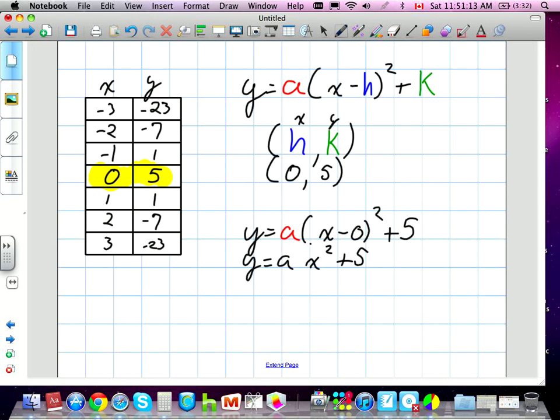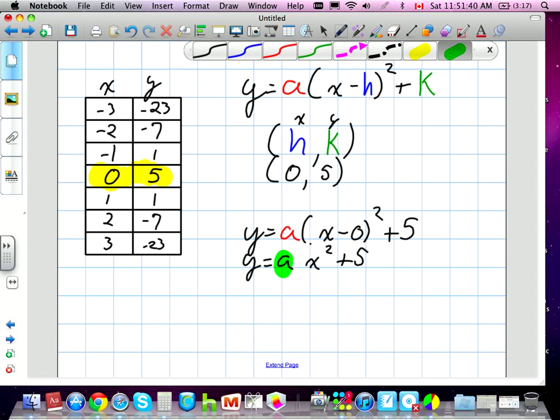Now I can do this because I have many other points along here. So what we're going to do is take one of these coordinates and plug it in. One of these coordinates will help us solve, and it doesn't matter which one we use as long as the parabola is drawn properly. So let's say we'll take the coordinates.